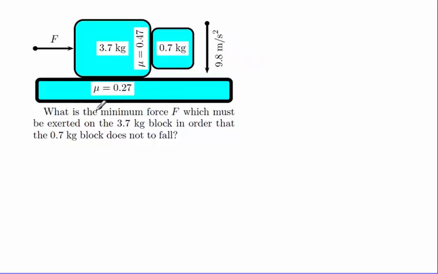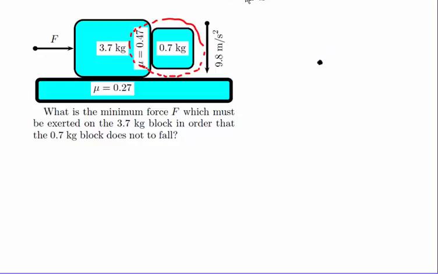Now this problem here, you want to find out what is the minimum force F that must be exerted on this block here in order that the 0.7 kilogram mass or block does not fall. So the first thing to do in a problem like this is to draw yourself up two free body diagrams. If you try to do this without them, you're just really going to struggle.